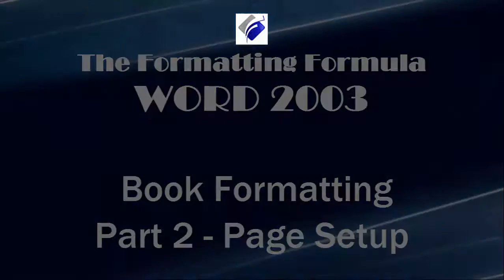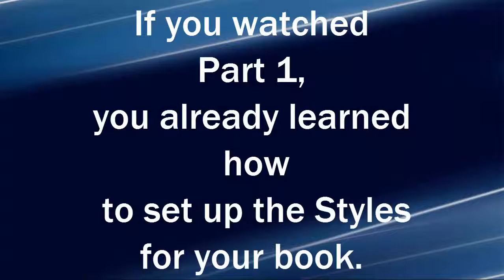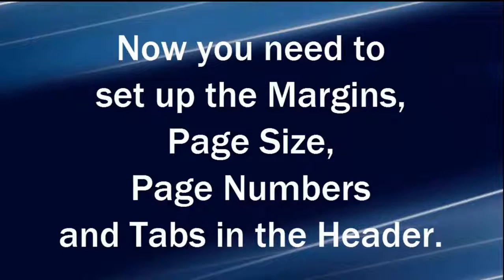Here's the scenario. If you watched Part 1, you already learned how to set up the styles for your book. Now you need to set up the margins, page size, page numbers, and tabs in the header.